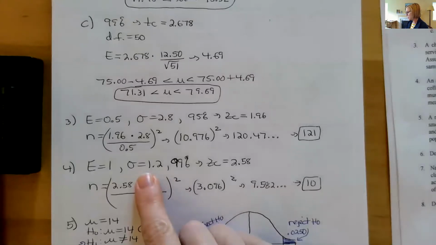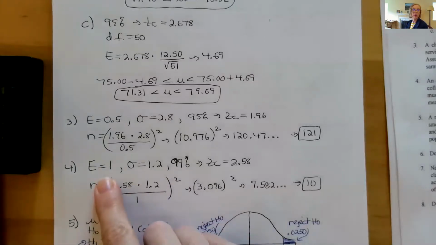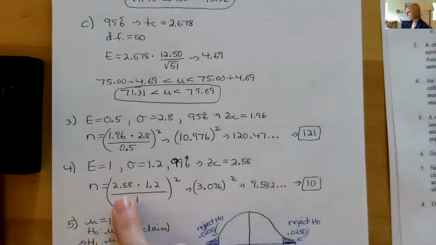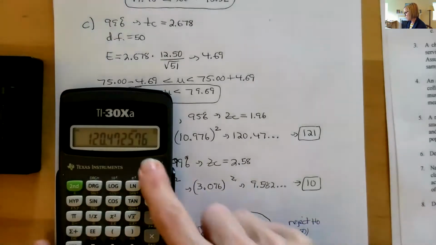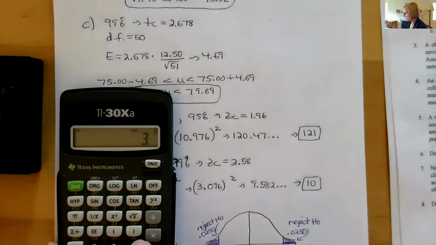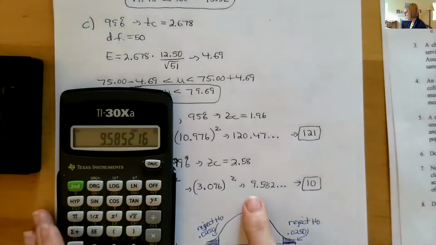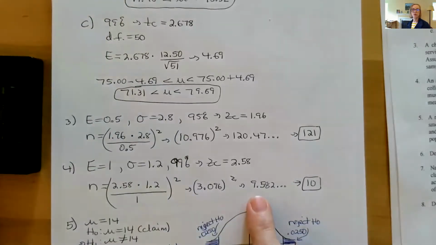We know the population standard deviation, and we want to be within 1 year. That's our margin of error. So we put Z sub C times sigma over E. That gives you 3.096. When we square it, you get 9.582 something. Again, you always round up. We want to know how many students to sample. You can't have 9.5 students, so you always round up. So the minimum sample size is 10.